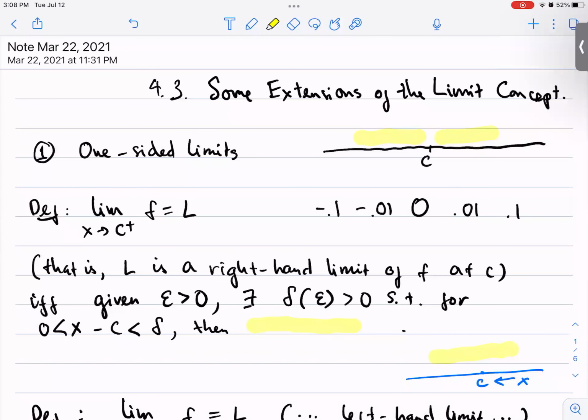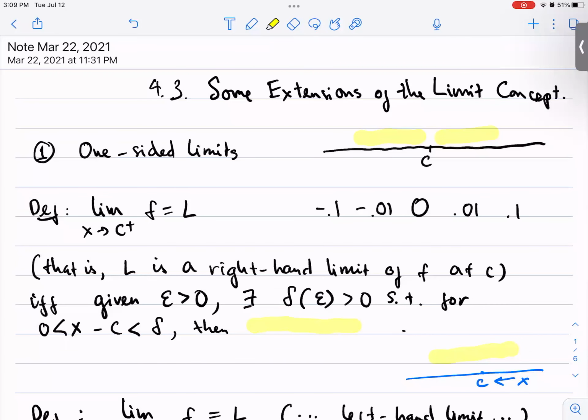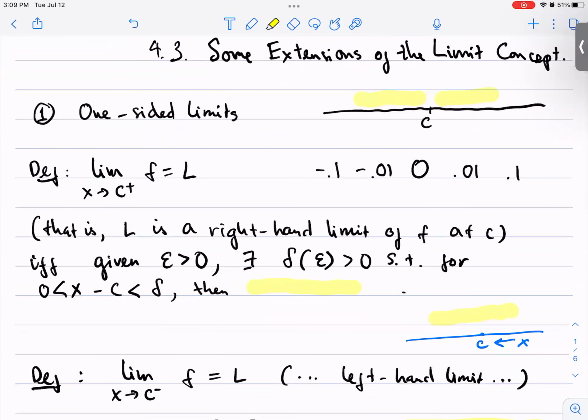Hello everyone. Today we discuss some extension of the limit concept. That is, in chapter 3, we talk about the limit of a sequence. In chapter 4, we extend that notion to the limit of a function. A sequence is just a special function. Now we're gonna go a step further by extending the notion of the limit itself.